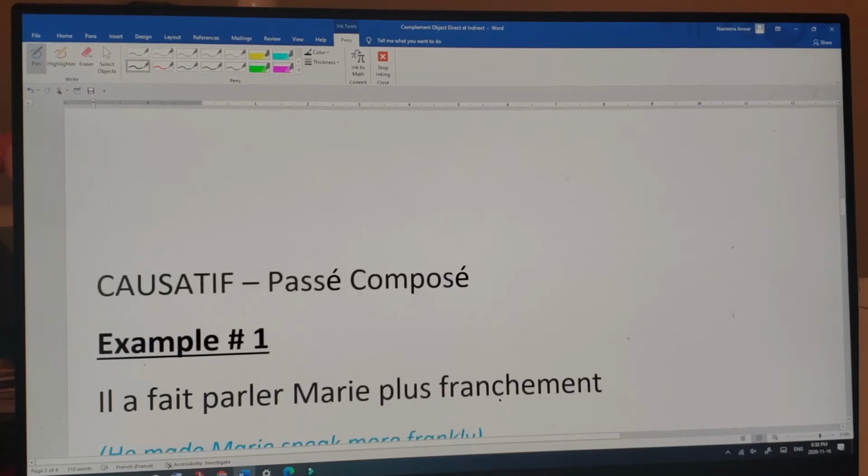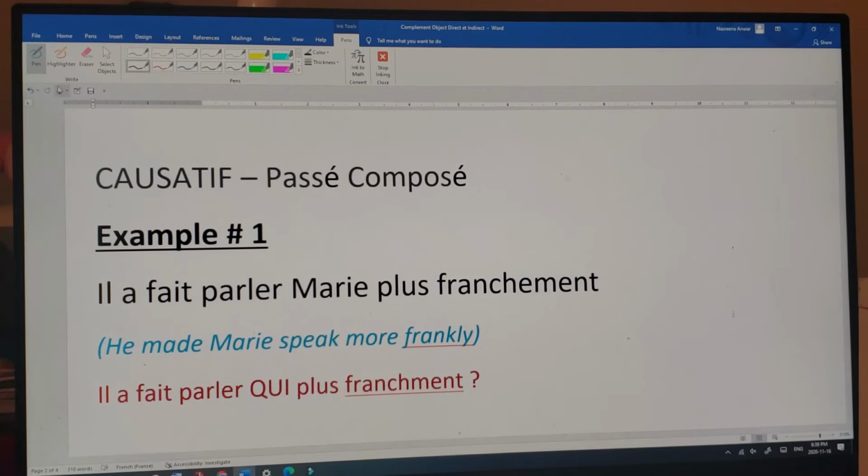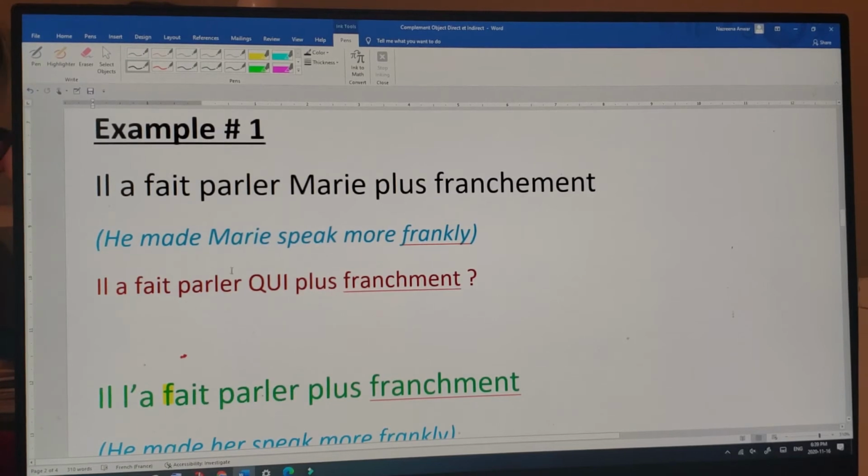I'm going to give a few examples along with the passé composé, and hopefully this sheds light on why we use the direct object. Example 1, il a fait parler Marie plus franchement. He made Mary speak more frankly. How do we use a question to find out the object? Who is the object here? Il a fait parler Marie. He made Mary speak. So Mary is the object.